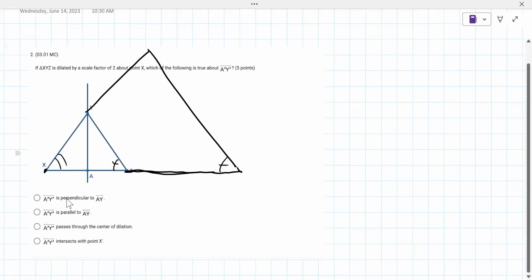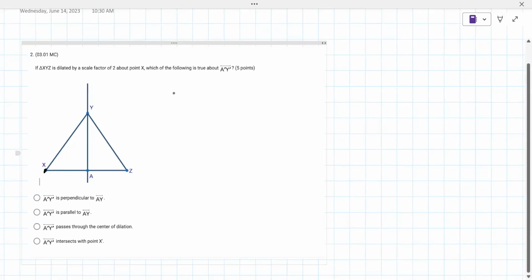All right, so let's go through these. A prime, Y prime. How do we even know what A prime, Y prime is? Oh, there's A. Where are these? All right, so there's Z prime, there's Y prime. So AY prime perpendicular to AY. Is that Y up there? I'm sorry, I should have done this differently. I can't even see my own writing.